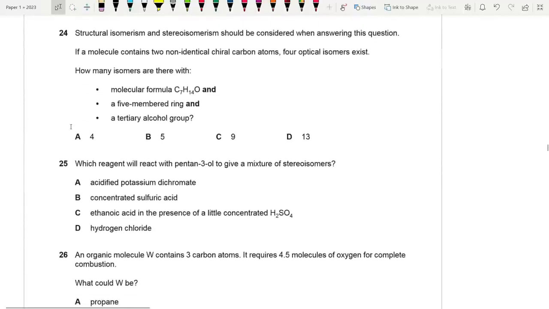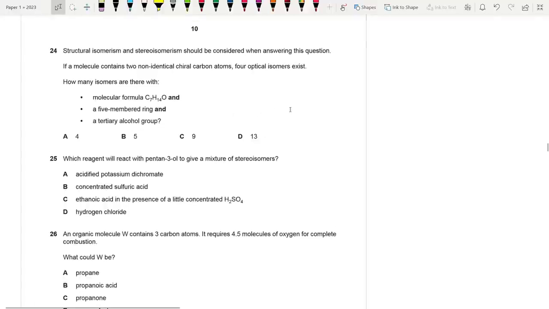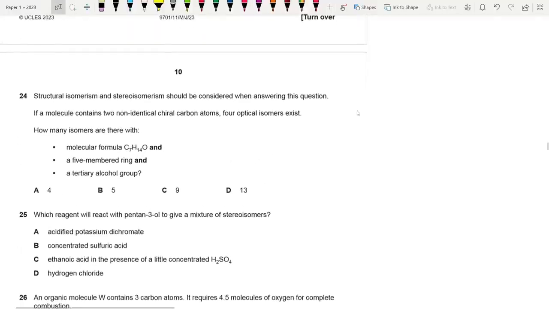Next, structural isomerism and stereoisomerism should be considered when answering this question. If a molecule contains two non-identical chiral carbon atoms, four optical isomers exist. How many isomers are there with the molecular formula? Okay, so we are talking about two non-identical chiral carbon atoms. So 2 squared is 4.